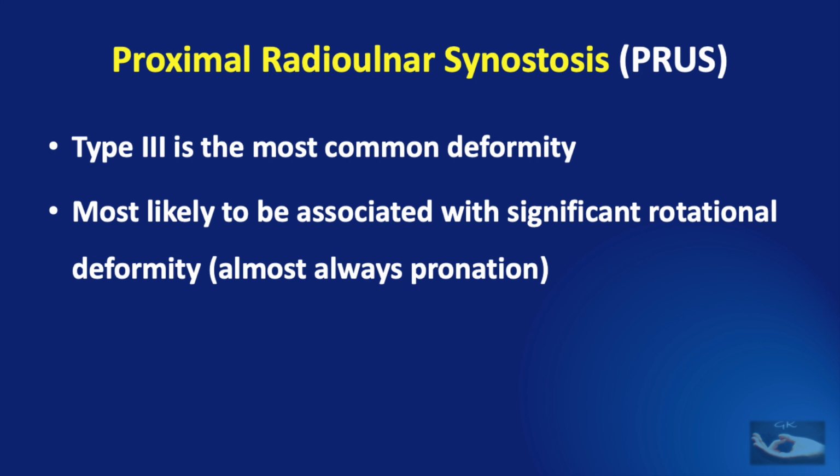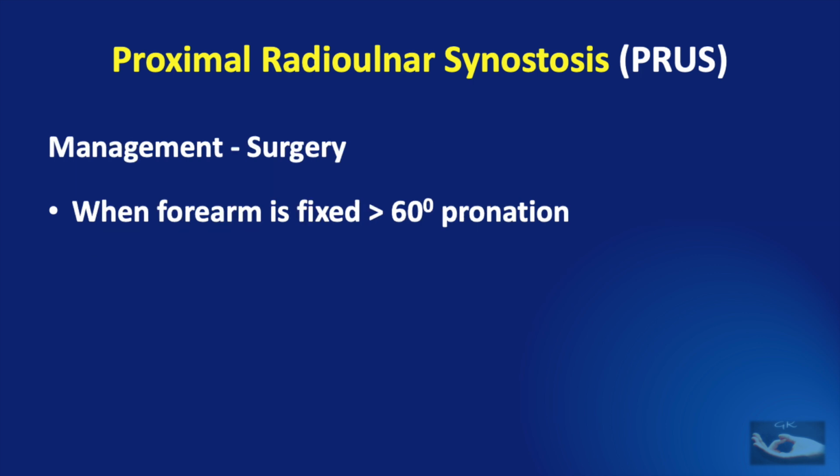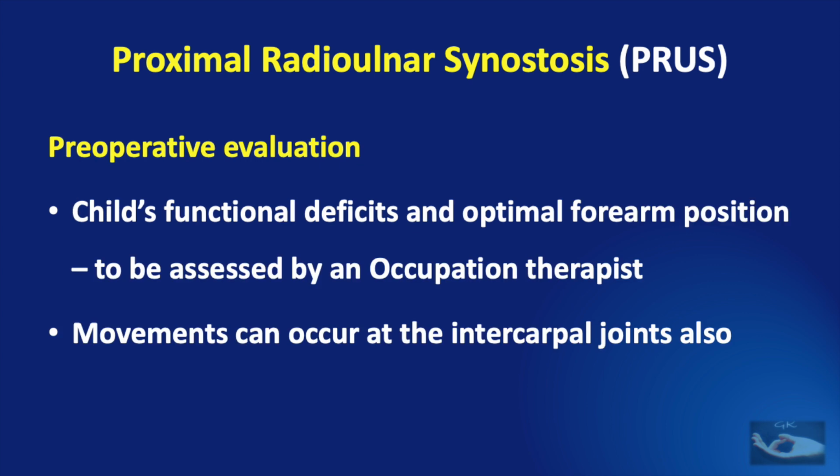Among these, type 3 is the most common deformity and the one most likely to be associated with significant rotational deformity, which is almost always pronation. Surgical management of this condition is warranted when the forearm is fixed with more than 60 degrees of pronation. But every patient must undergo a preoperative evaluation because the child's functional deficits and optimal forearm position for carrying out the activities must be assessed by an occupational therapist. We must remember here that movements can occur at the intercarpal joints also, so an accurate assessment by the therapist will help to determine the actual functional deficit.